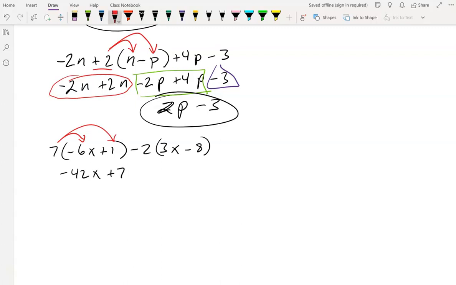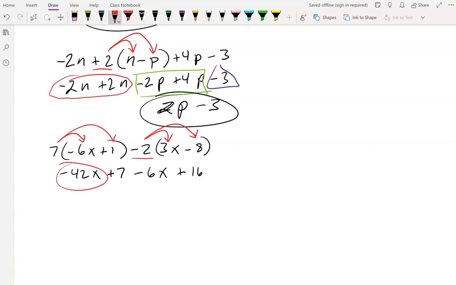All right. We have more distribution. Remember, here we have negative 2, and it's going to be distributed into the 3x. Negative 2 times positive 3 is negative 6x. Negative 2 times negative 8. Negative times negative is positive. 2 times 8 is 16. All right, now we combine our like terms.